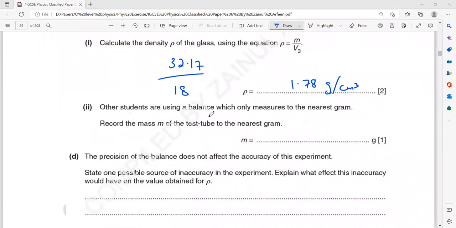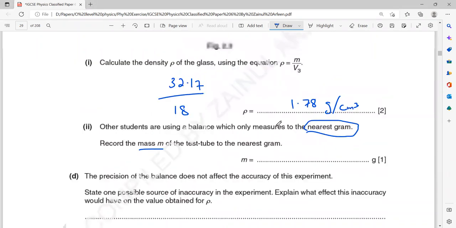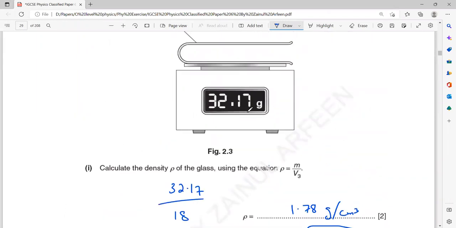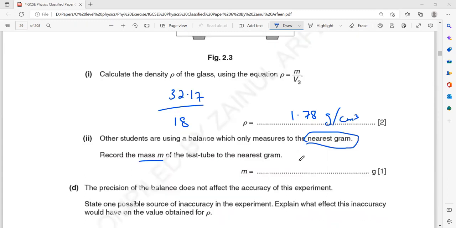Another student uses a balance which only measures to the nearest gram. Record the mass M of the test tube to the nearest gram. What will be the nearest gram for this 32.17? It will be 32. We don't have to round off the density; we have to round off the mass, because the student used that balance. So the mass should be 32, because we need the mass here, that's why it is 32.